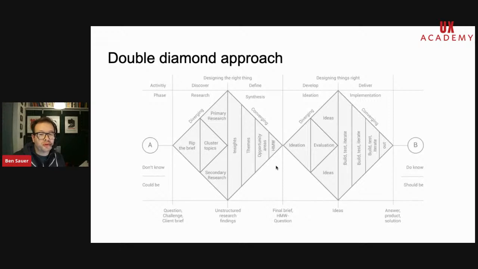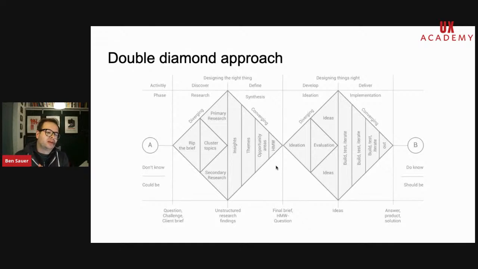Now, how do we approach this? How do we approach product? Well, if you go to the Design Council or to lots of the formal design schools around the world, you will learn something called the double diamond approach. Now, this version is a bit busy, so don't stare too closely at it. You don't need to. What you mainly need to know is the shape of the two diamonds.